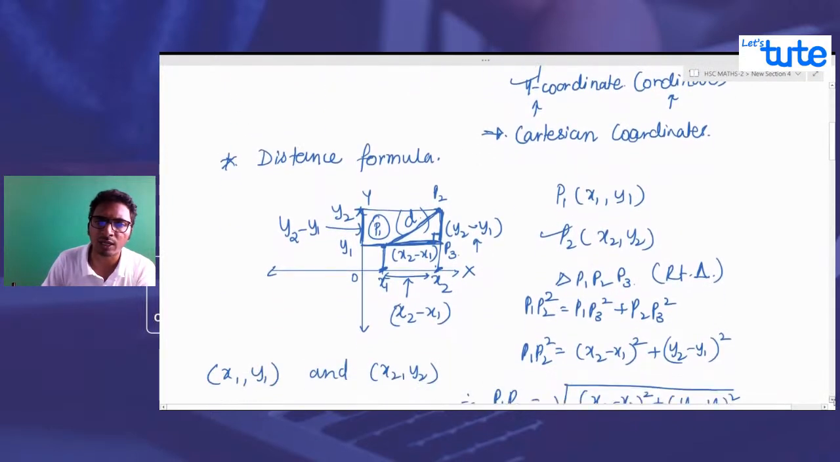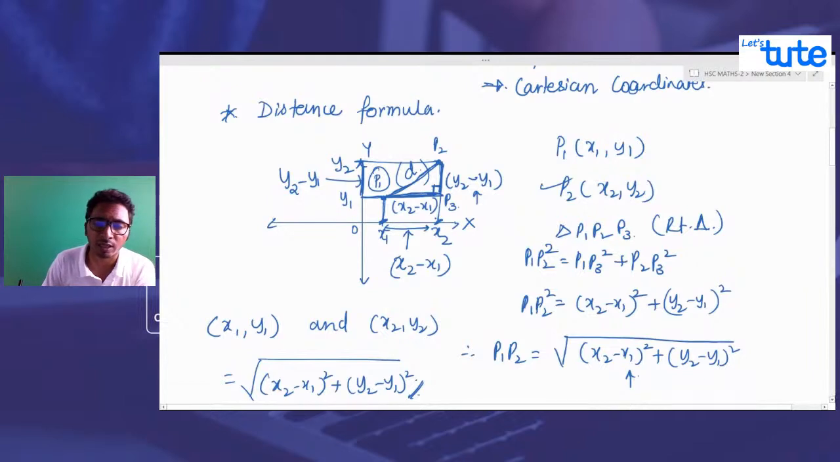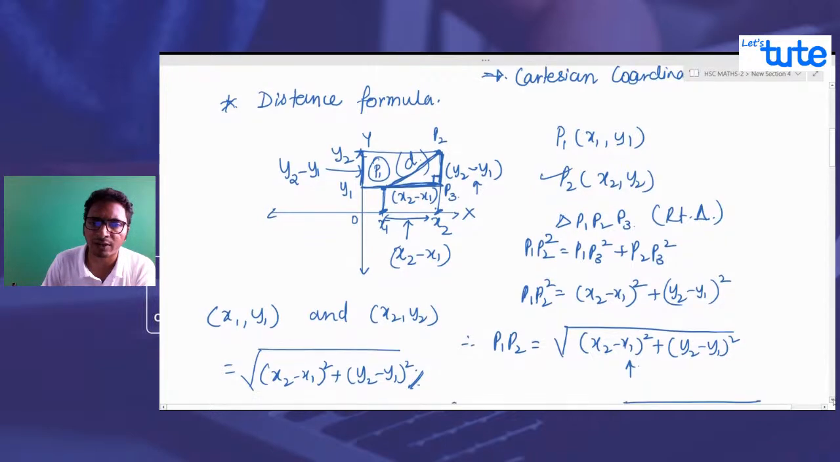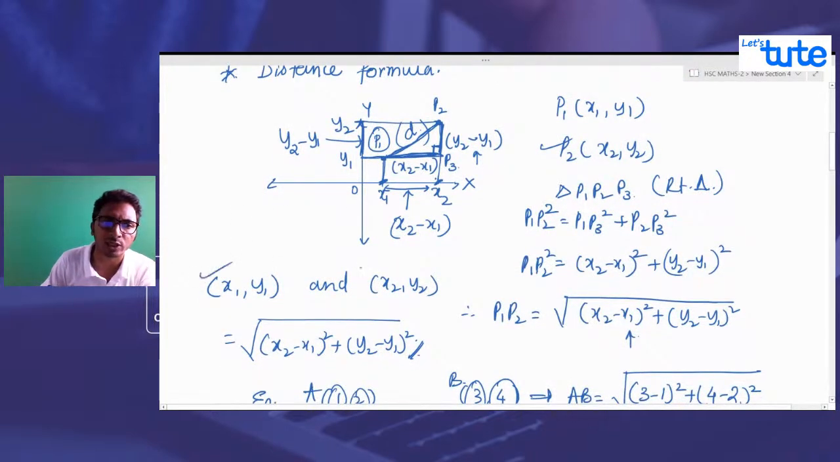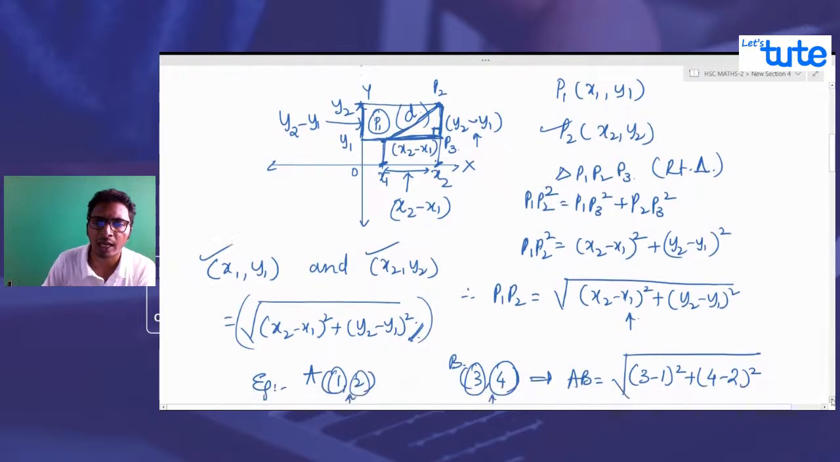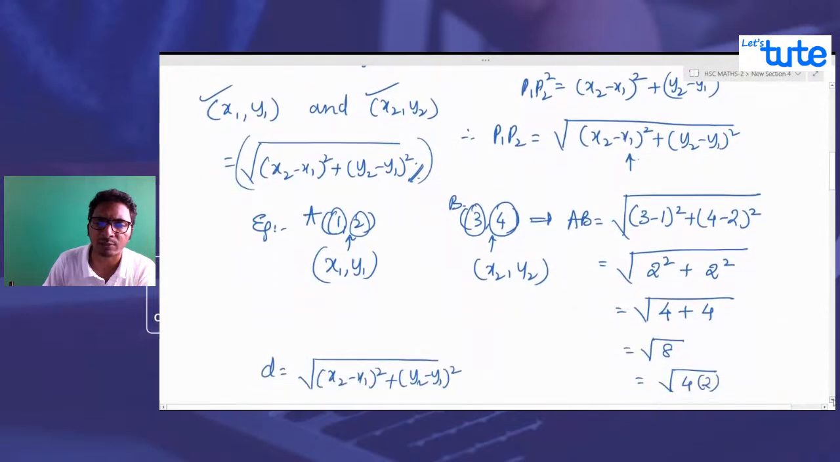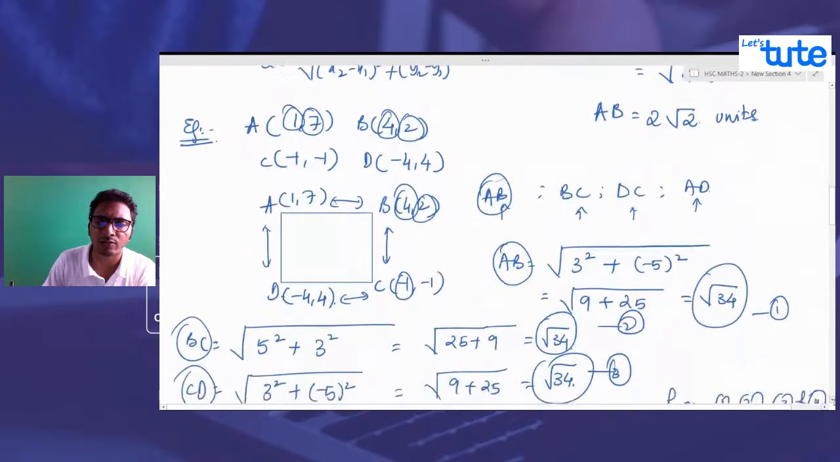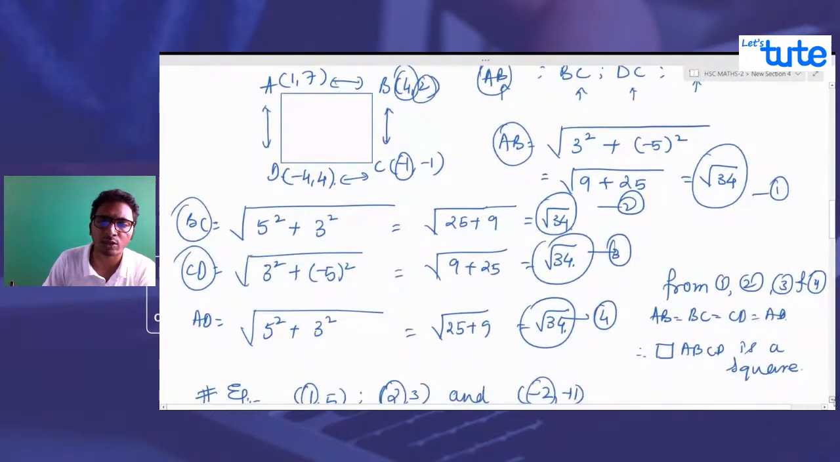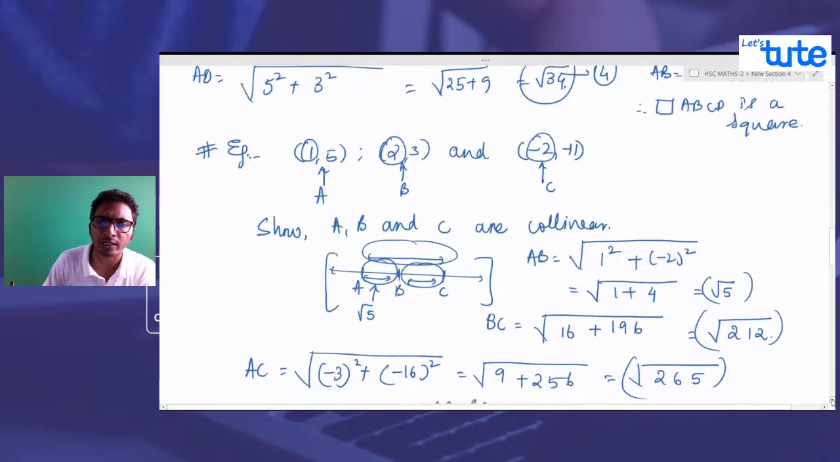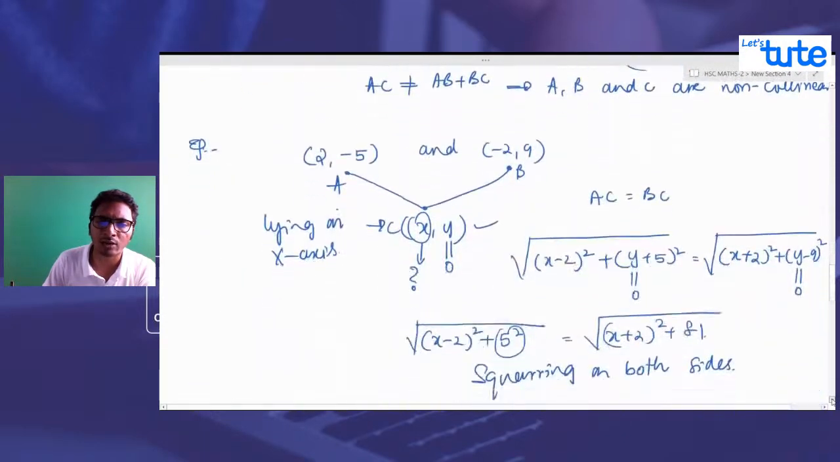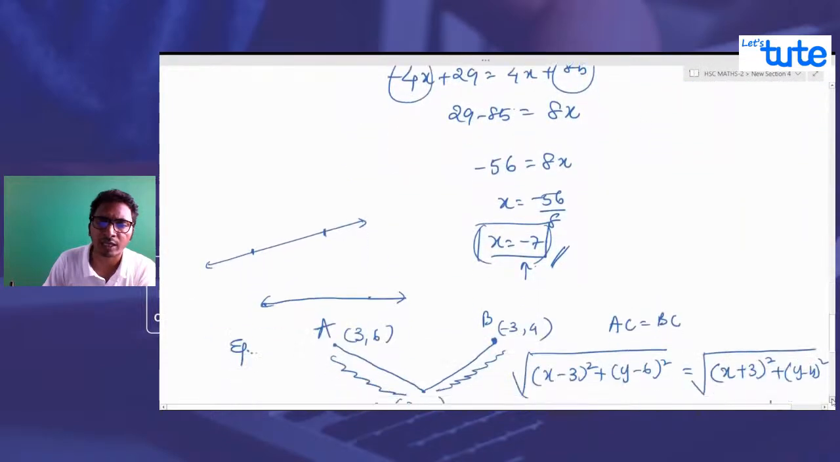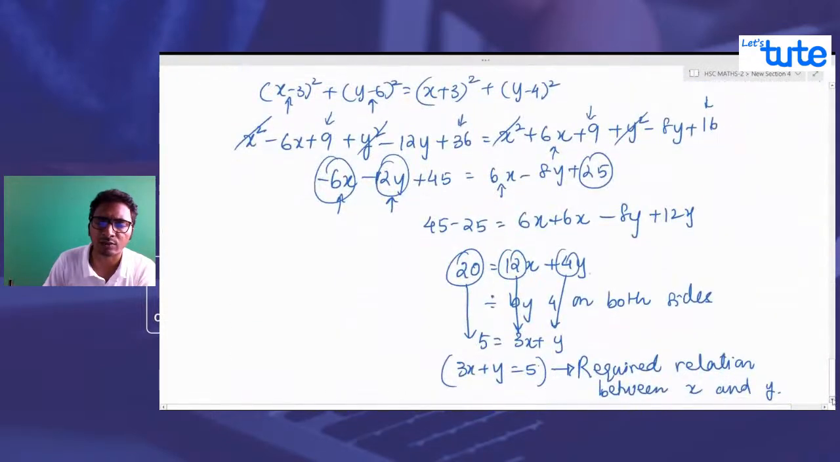And then we came to the distance formula, the first subtopic of the day. We derived that if we have 2 points, say (x1, y1) and (x2, y2), by using this formula we can find the distance between the 2 points. Correct? And we have seen some examples of how to find the distance between them. Then we did a question based on a square, where we wanted to check if it is a square. Then we also wanted to check if 3 points are collinear. And now we also found the relation between x and y as it was asked.